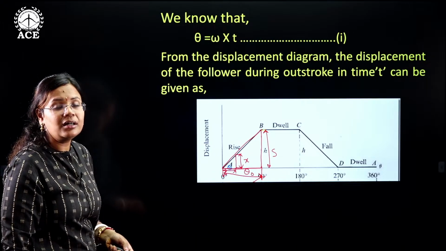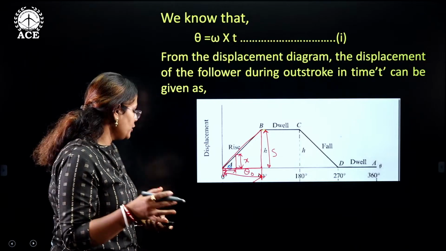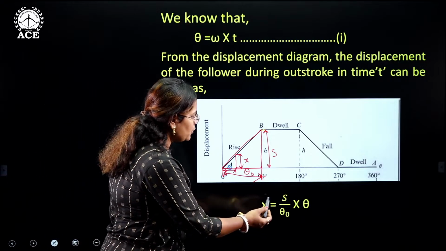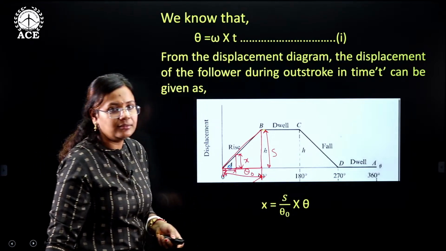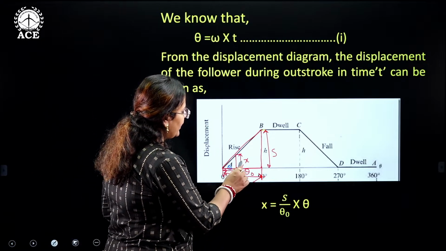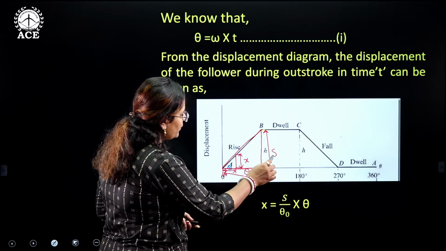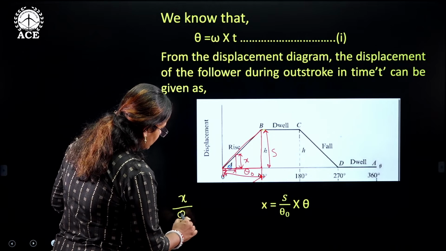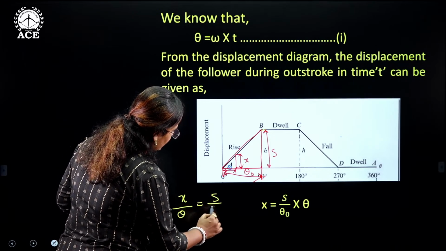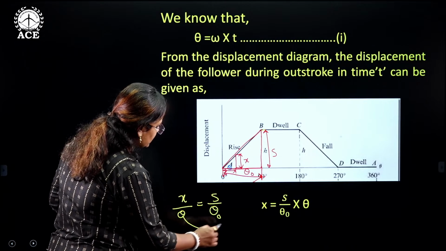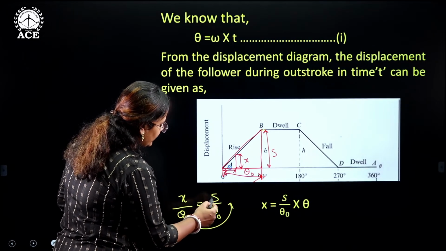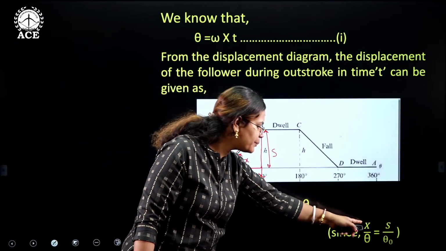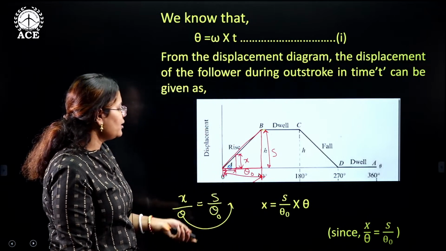If I want to write the mathematical equation for this, how will that come? x is equal to s by theta naught into theta. Why? I will write x by theta is equal to s by theta naught, because of similar triangles. And if I take this side, x is equal to s by theta naught into theta. So this is how we have come, since x by theta is equal to s by theta naught. So here we have got x.